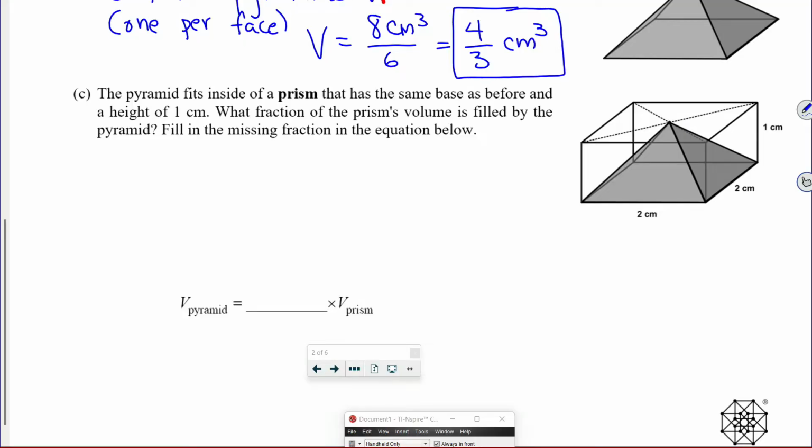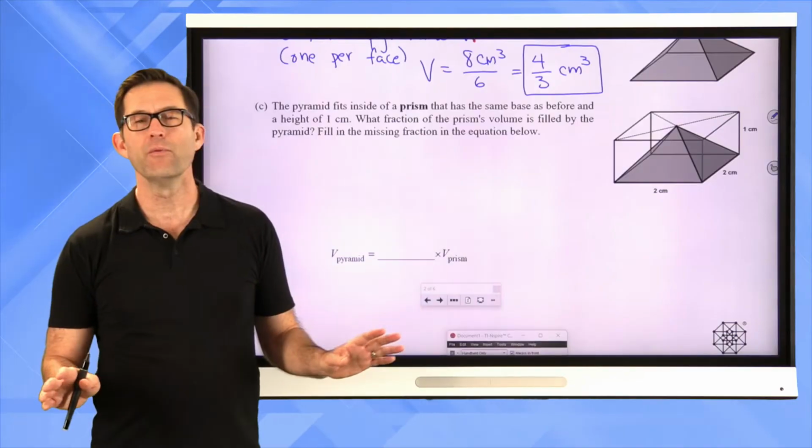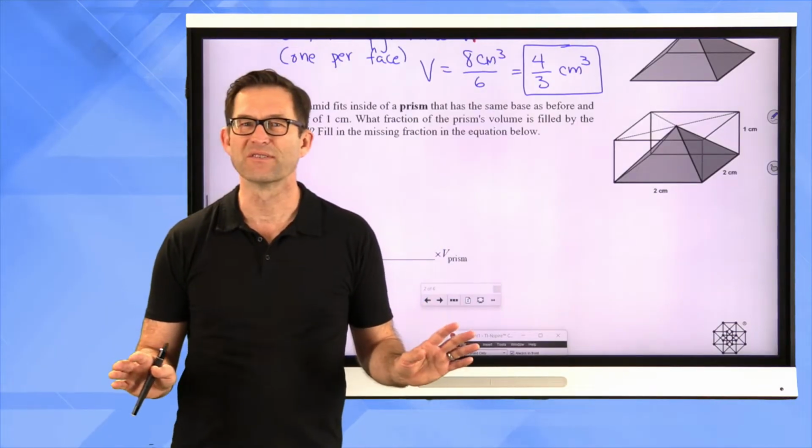The pyramid fits inside of a prism that has the same base as before and a height of 1 centimeter. What fraction of the prism's volume is filled by the pyramid? Fill in the missing fraction in the equation below. Now, before we move on, I just want to make sure that you understand what's going on here.